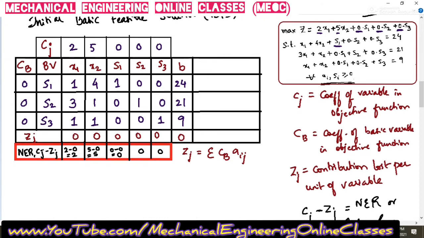So let us clearly understand what this NER, the index row or the net evaluation row, shows. As the name suggests, it is actually the net profit in Z for each unit of the respective column variable that is introduced into the solution. What does that mean? Here our objective is to maximize.